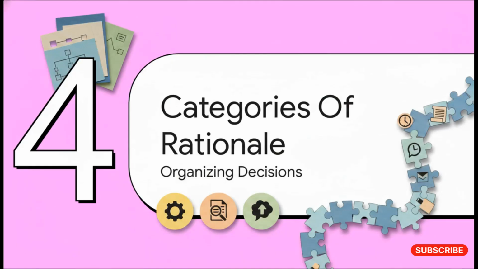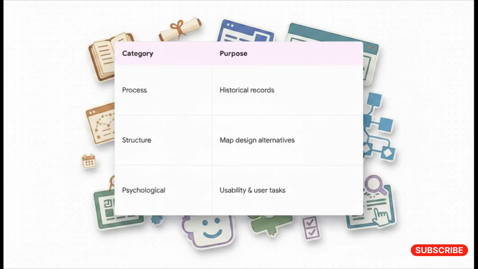Okay, section 4, 3 categories of rationale. The source material actually breaks this down into 3 really neat buckets, each serving a totally distinct purpose. First up, we've got the process-oriented category. Think of this as your historical record, like a diary of how the project evolved over time. Second is structure-oriented. This is where you map out the design space of alternatives, clearly showing all the different paths the design could have taken.